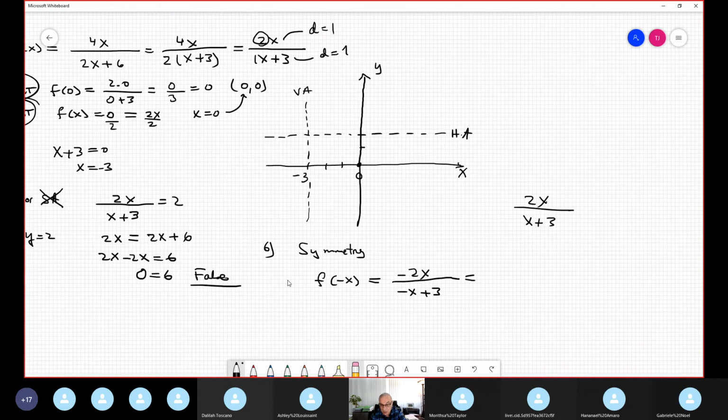And it's completely the opposite sign, I don't know. Let me try. Multiplying by -1 top and bottom gives 2x positive over 3 minus x. Completely different. Therefore, it's neither. When it's neither, I need to compute the positive part and the negative part completely independently. So I need to do the graph separately, the positive part and the negative part, because we have no symmetry.